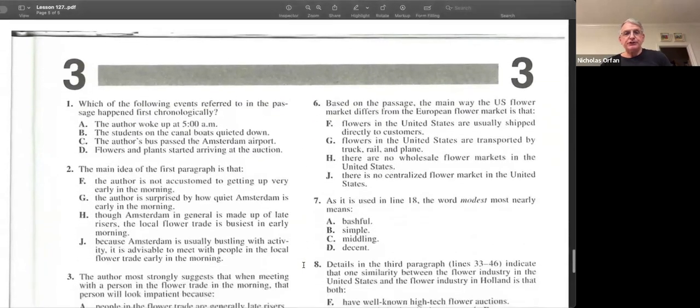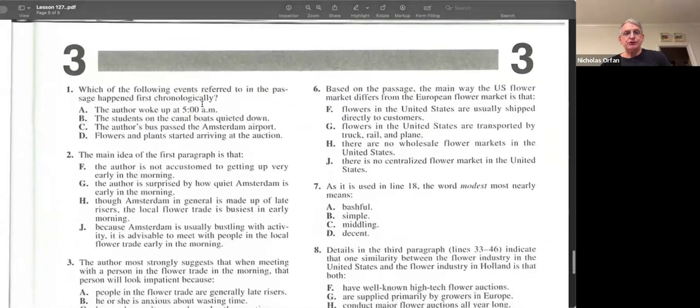Which of the following events referred to in the passage happens first chronologically in time? The author wakes at 5 a.m. The students on the canal quiet down. The author's bus passes the Amsterdam airport. Flowers and plants start arriving at the auction. Well, D is correct because they started arriving at midnight.